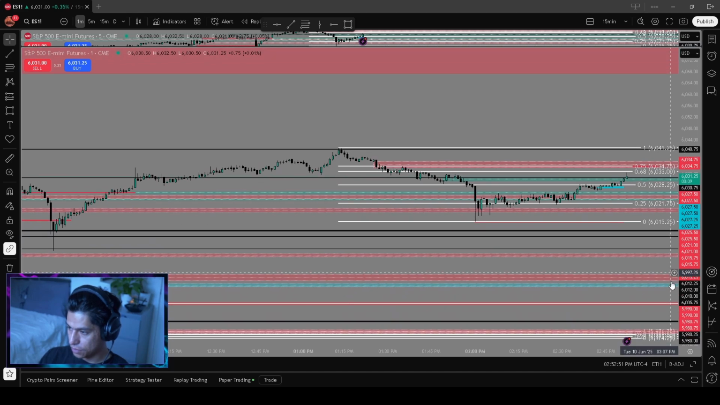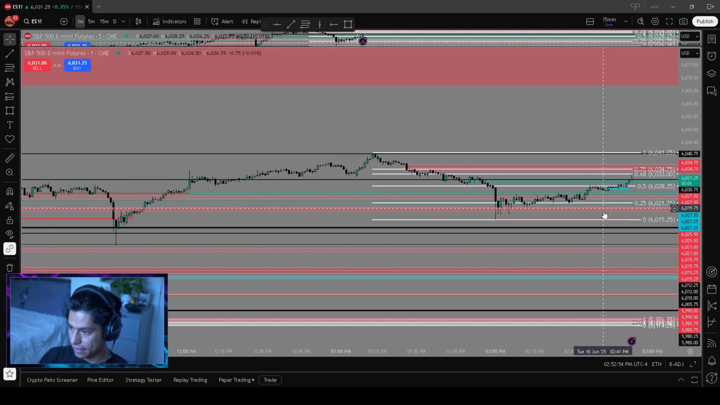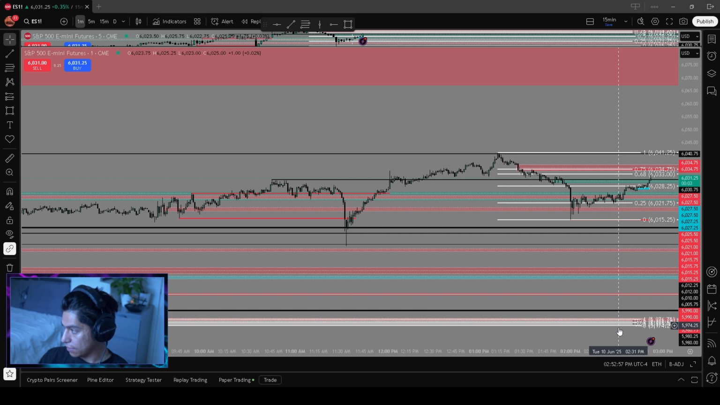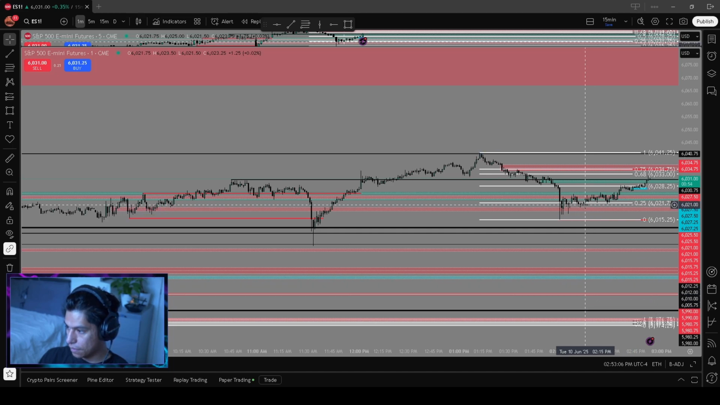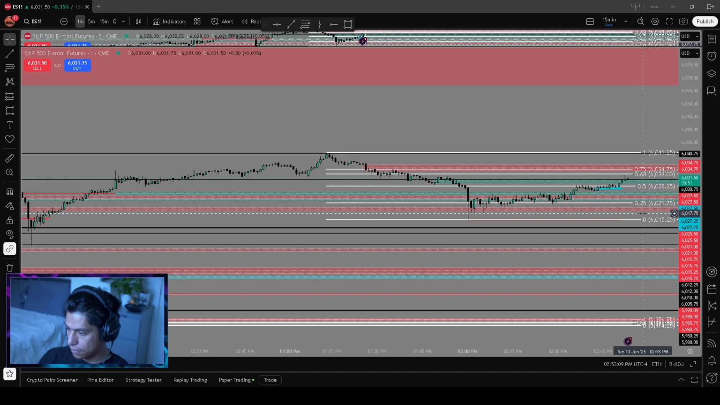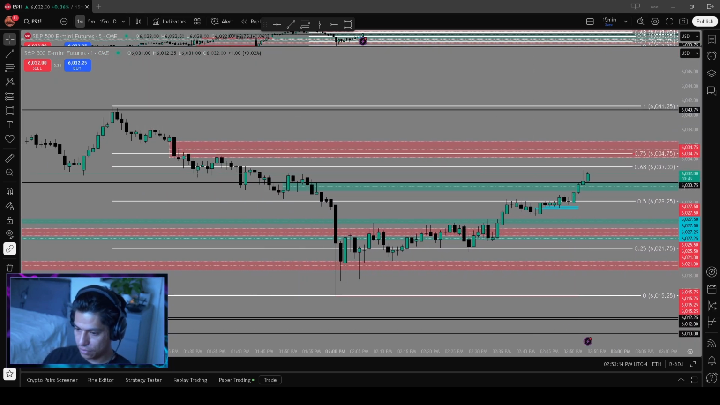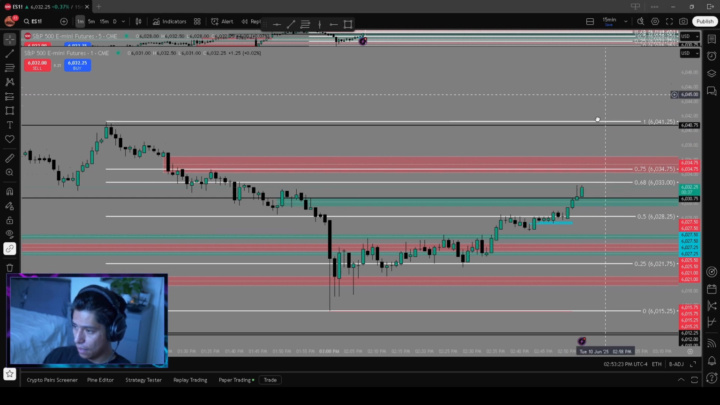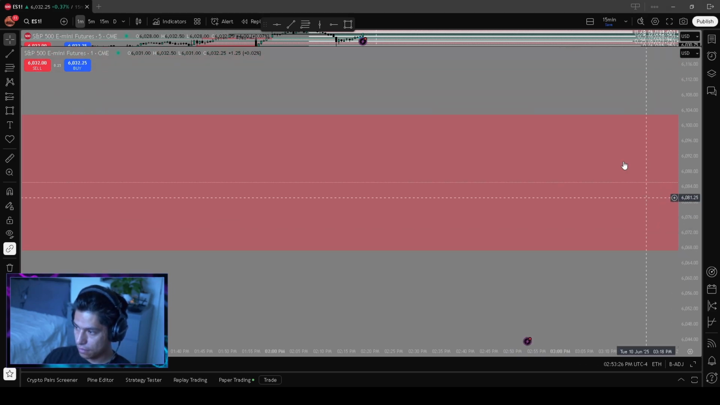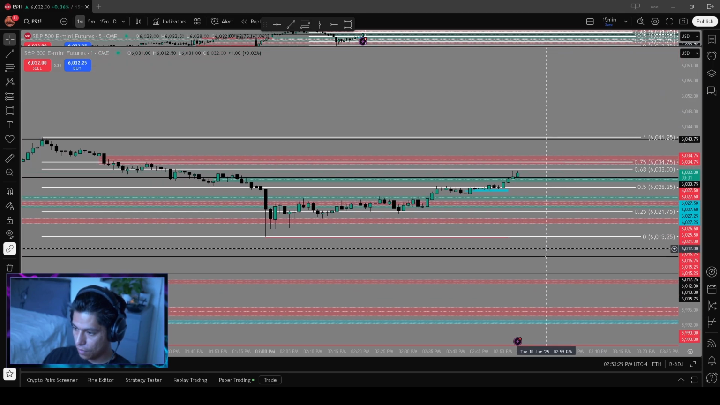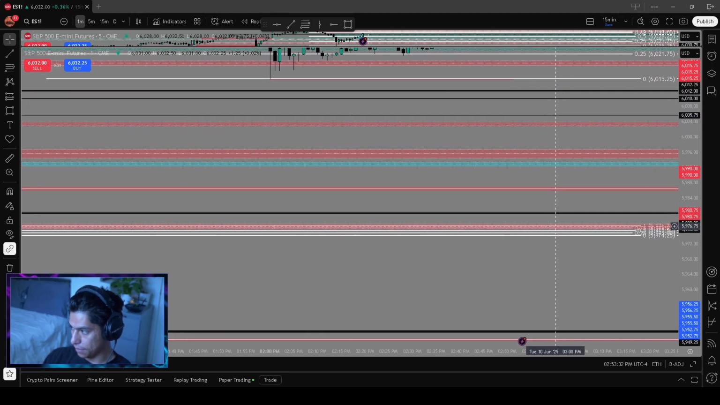Because maybe there's two options. We reach into this daily, or we reach around down here, where there is a 1 hour fair value gap and a 4 hour that hasn't been touched. So this is not financial advice, but if I were a trader and I wanted the best probabilities, I would either want to sell in this area or buy all the way down here.